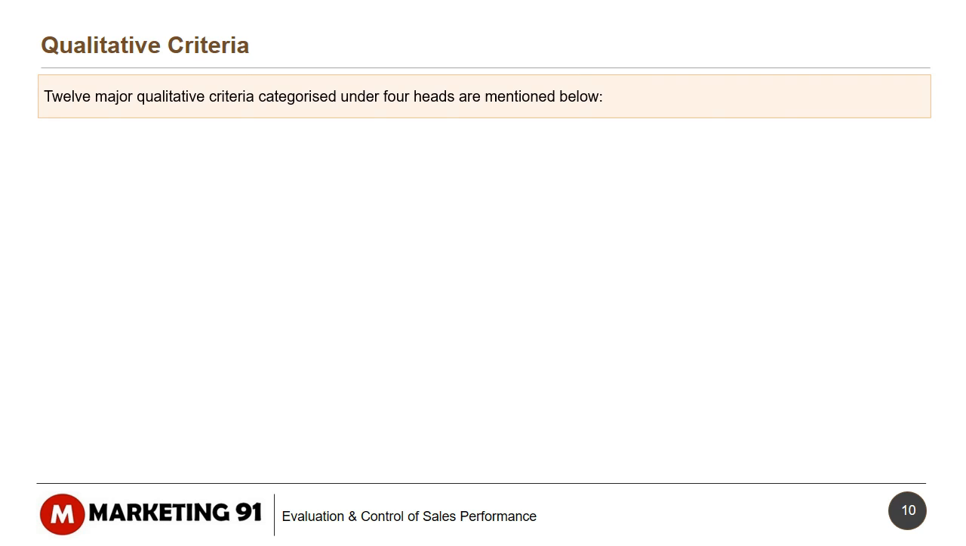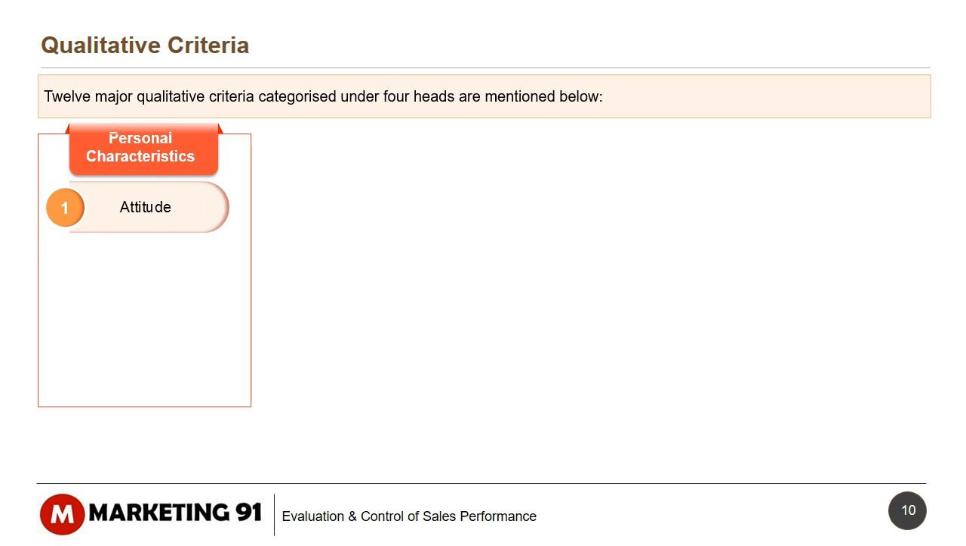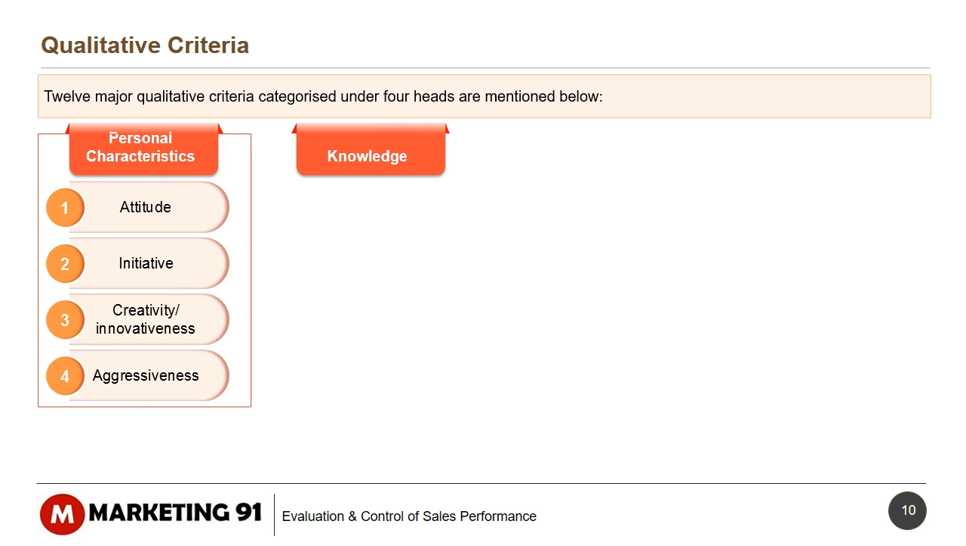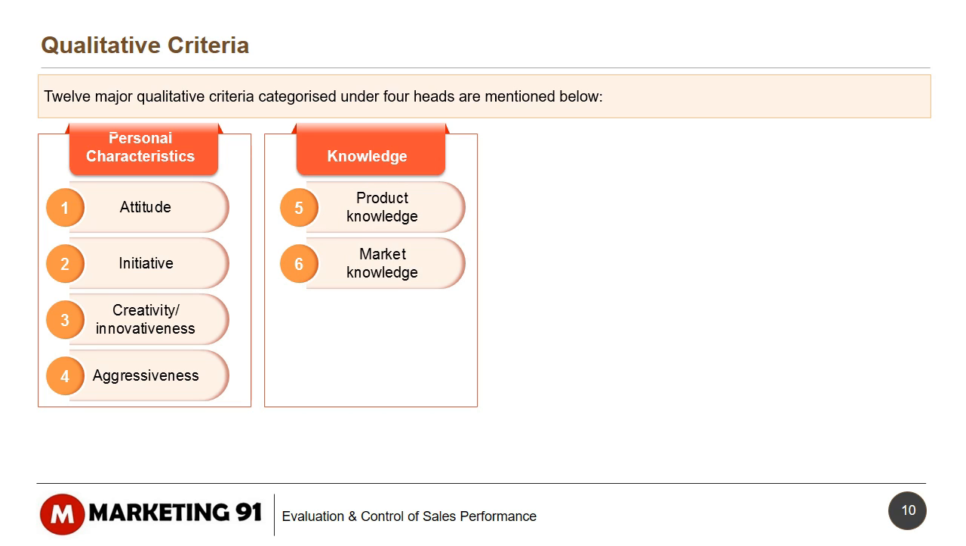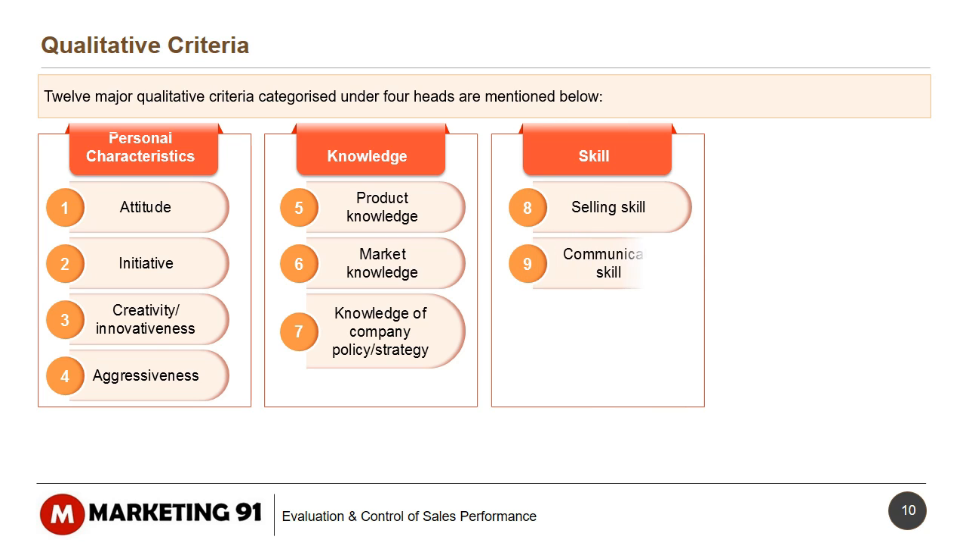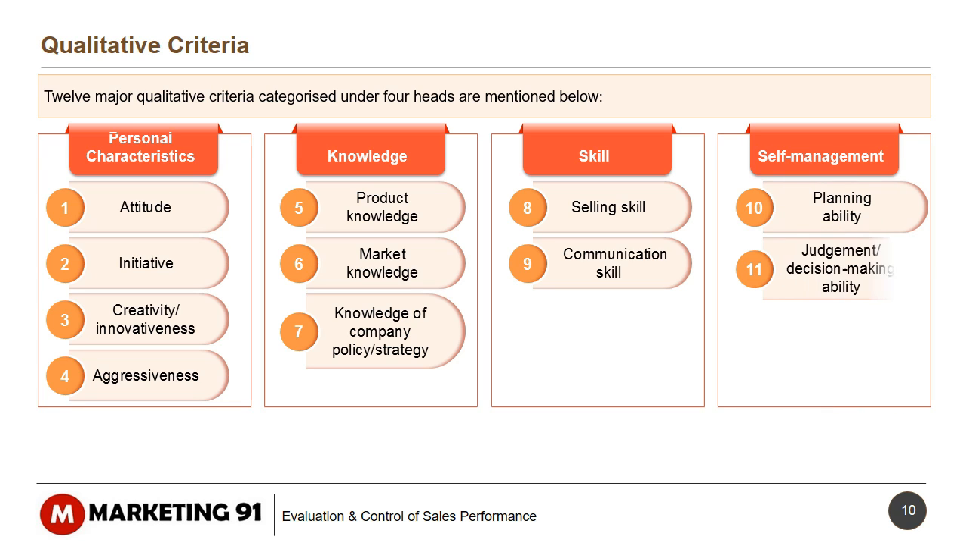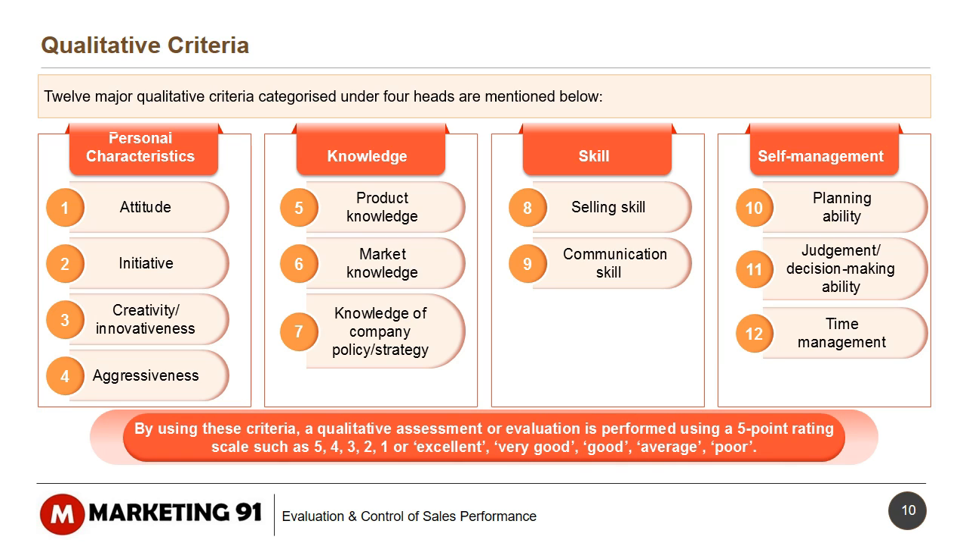Twelve major qualitative criteria categorized under four heads are mentioned below. Personal characteristics: attitude, initiative, creativity and innovativeness, and aggressiveness. Knowledge: product knowledge, market knowledge, and knowledge of company policy and strategy. Skill, which includes selling skill and communication skill, and self-management: planning ability, judgment and decision-making ability, time management. By using these criteria, a qualitative assessment or evaluation is performed using a 5-point rating scale such as 5, 4, 3, 2, 1 or excellent, very good, good, average, and poor.